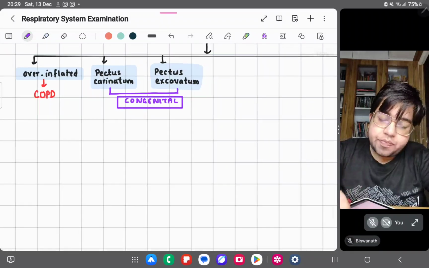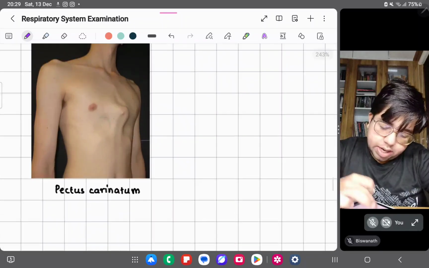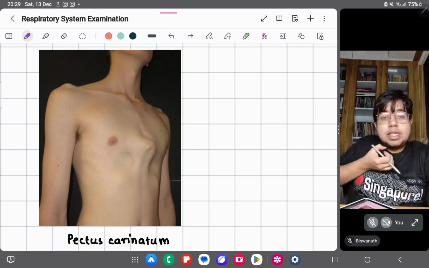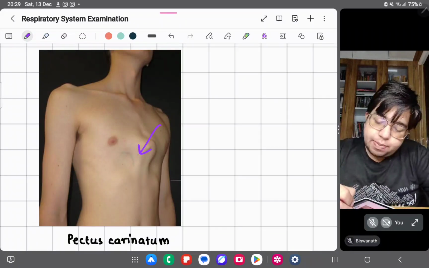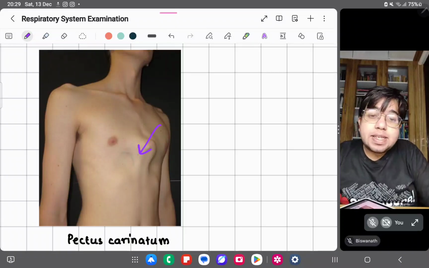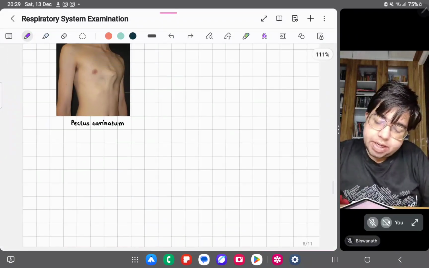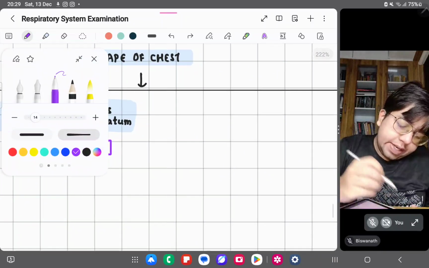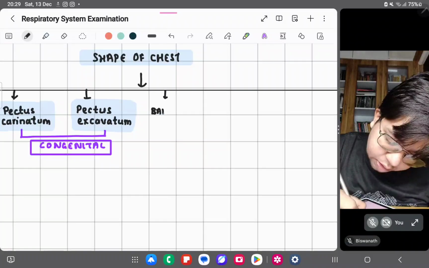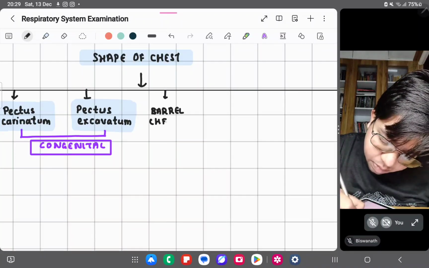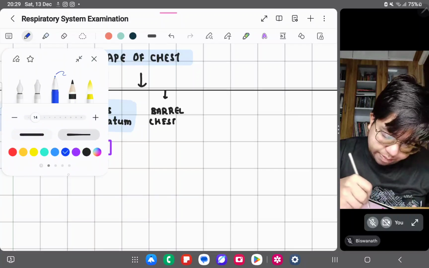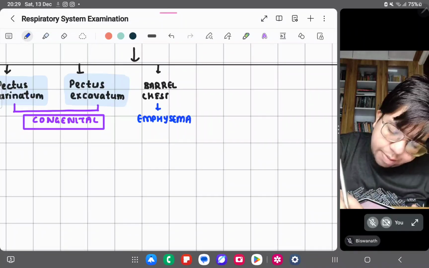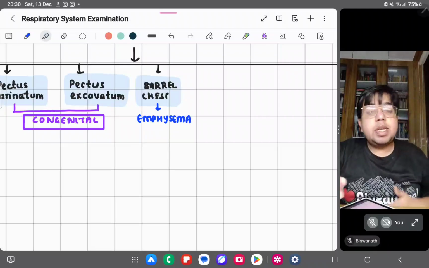I had a photo. Look at this. This is a patient of pectus carinatum. This is protruded. If the chest is depressed, this part is depressed, then we call it pectus excavatum. The other thing I forgot to tell you: if there is a barrel-like chest, then most probably the patient is suffering from emphysema. You might know this fact because this is a common MCQ.